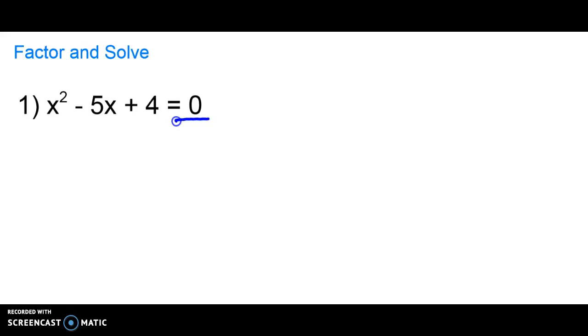So let's look at this. I have a 1x squared minus 5x and a plus 4. So is there a GCF? No. So there's nothing that I can factor out. No variables, no numbers. So as soon as I know there's no GCF, the first step is to make myself two parentheses. And this is where the guess and check is going to start happening.